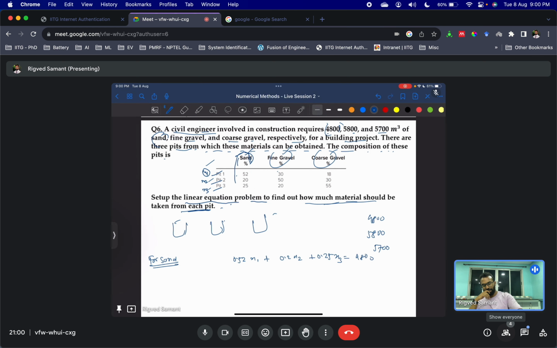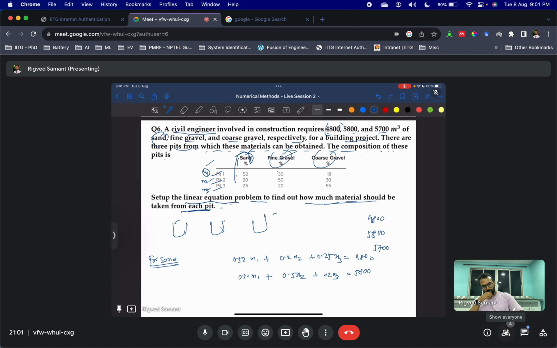Now what? 5,800, right? It is fine gravel. So for fine gravel, pit 1 is your 0.30 x1 plus 0.50 x2 plus... Actually, each pit contains these 3 types of materials, sir. That is sand, fine gravel, coarse gravel, you know? Yeah, that is the percentage they mentioned. That is total 4,800 meter cube.